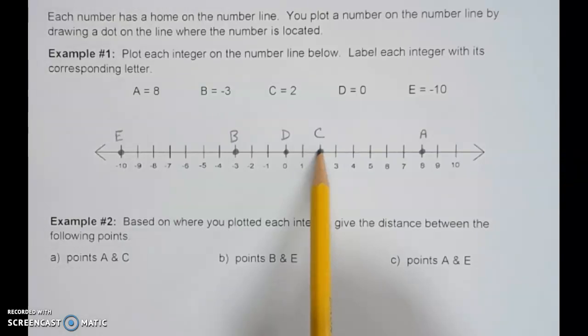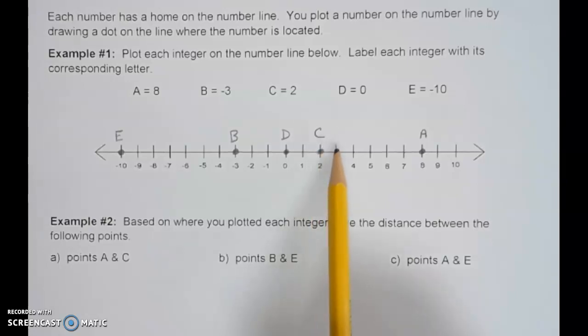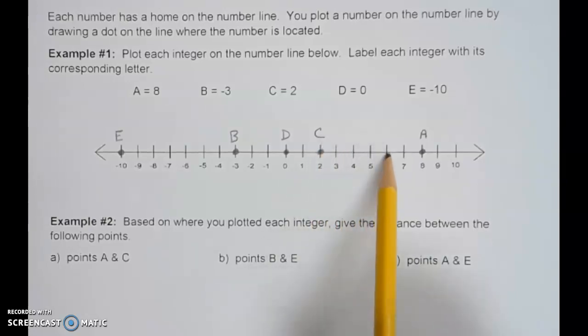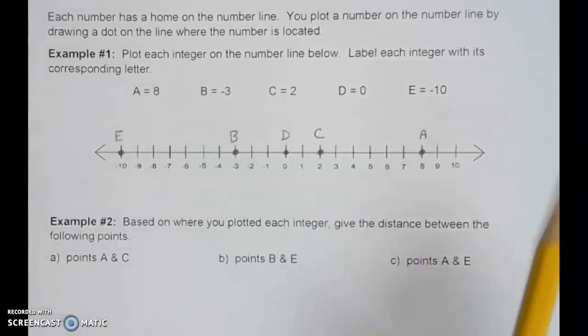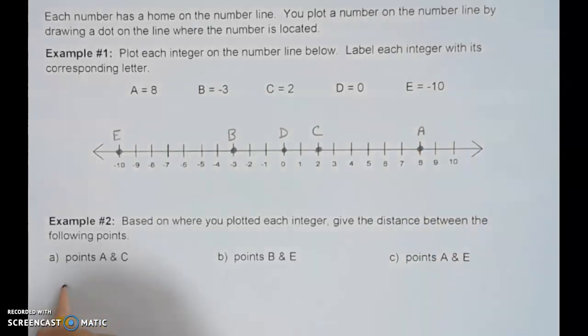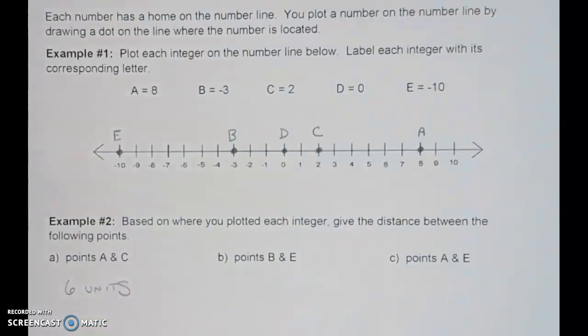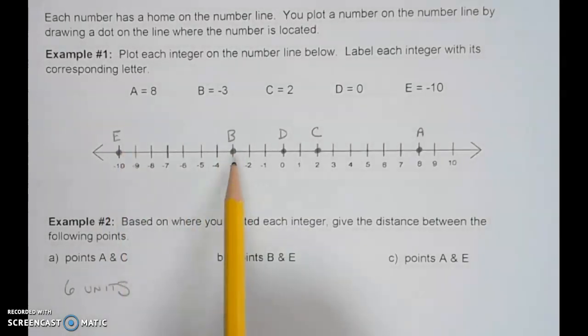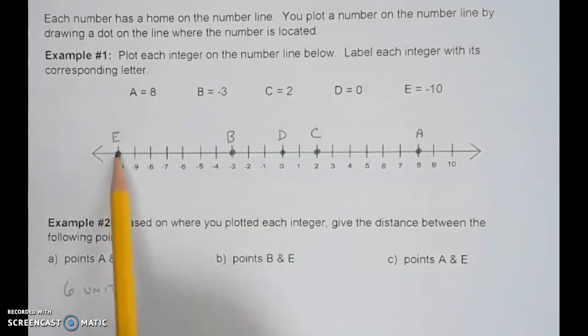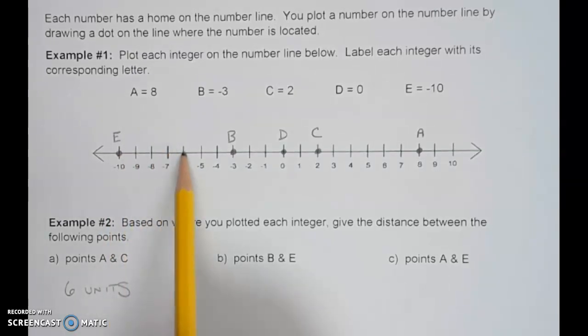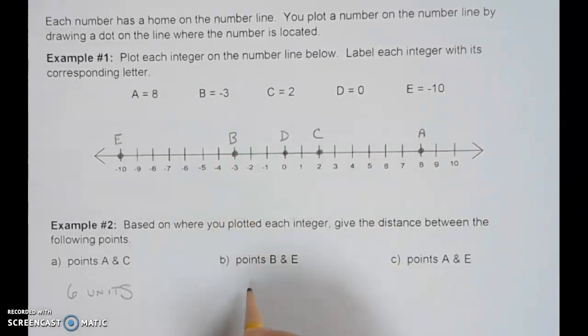Don't start counting until you start moving, okay? So I'm right here at C. I haven't gone anywhere. Now I'm going to start counting because I'm going to start moving. 1, 2, 3, 4, 5, 6. All right, so the distance from point A to point C is 6 units. Try that with points B and E. All right, here's E at -10. Here's B at -3. I'm going to put my pencil point on E, and I'm going to count 1, 2, 3, 4, 5, 6, 7 units.